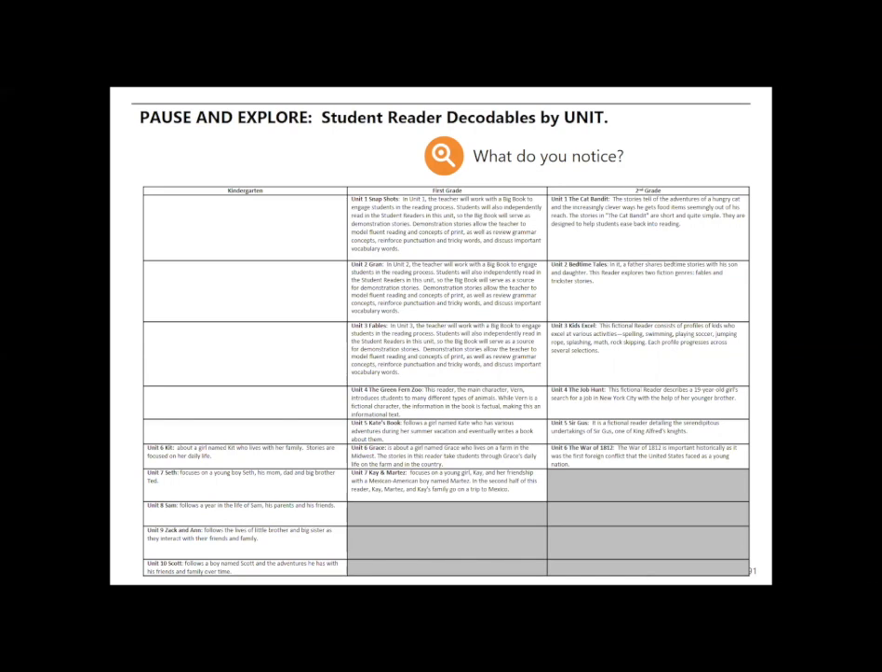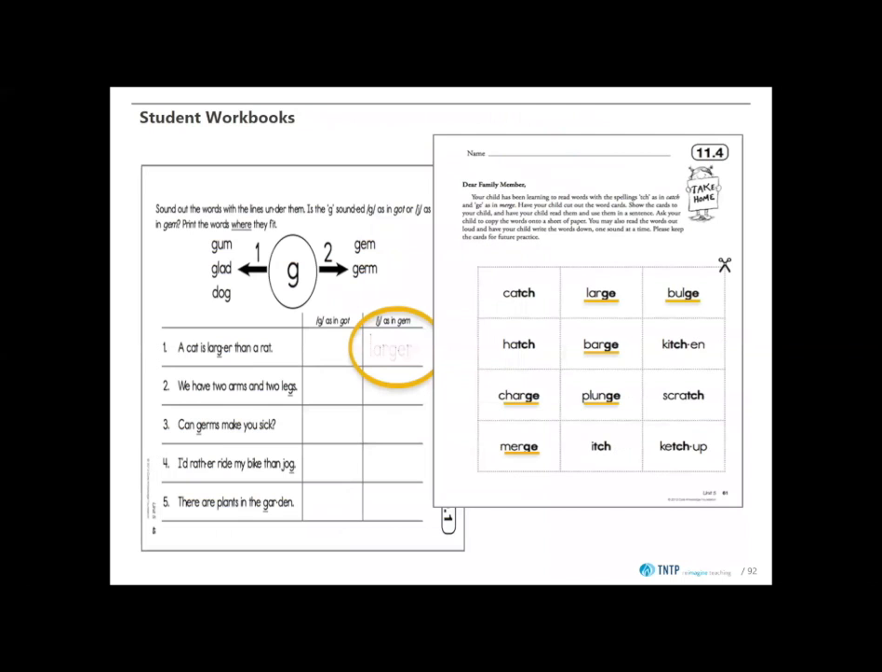Some of you may have noticed a few connections to the listening and learning strands, and that's exactly right. Students get a chance to read about fables, for example, which connects to some of the learning they are doing in the other strand. Now let's take a look at the student workbooks.